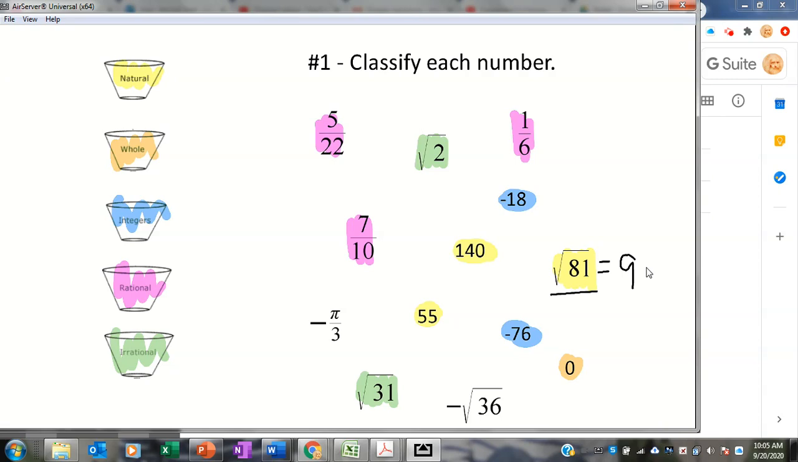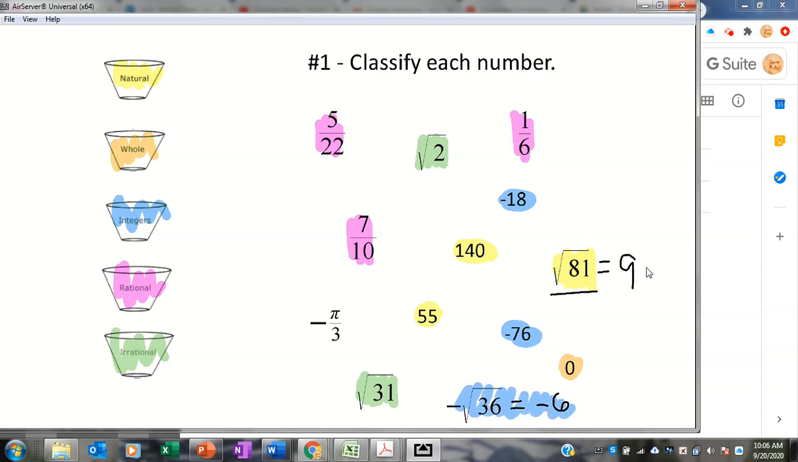Looking at this other square root down here, I'm going to put a star beside it, that negative square root of 36. The square root of 36 is actually 6. So this number becomes negative 6. And when we do that, we realize, oh, okay, that's maybe not as complicated as we thought it was. It needs to be highlighted, and that would be an integer because it's a negative number, but it's not a decimal or a fraction. So we're going to highlight that as well as an integer. And I just highlighted it with the wrong color. There we go. There's our integer color.